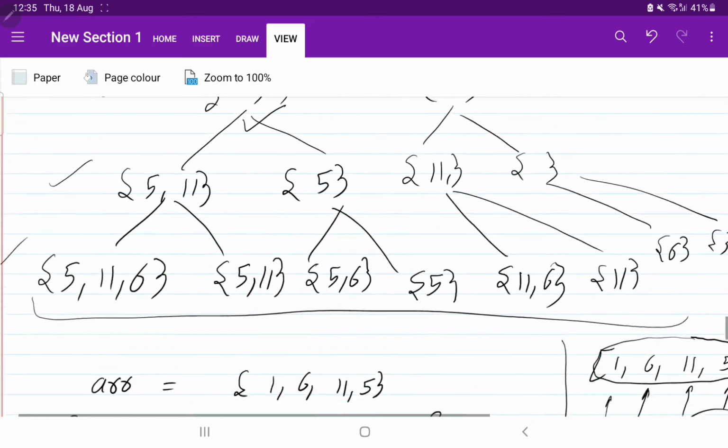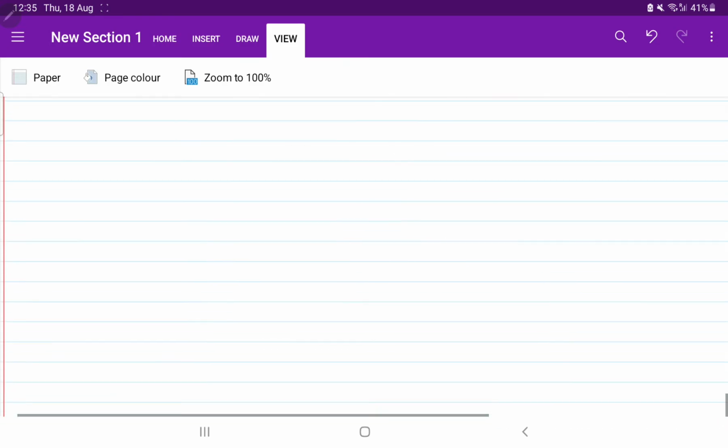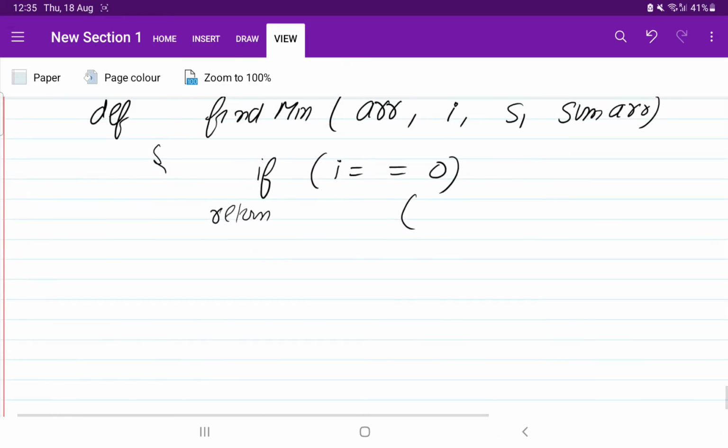So what if there are no elements in the array? If I is equal to 0, we are going to return 2 times S1 minus sum of array. And here I am going to use absolute because it will help us give only positive solutions. So I am writing absolute. Correct, this is the base condition.